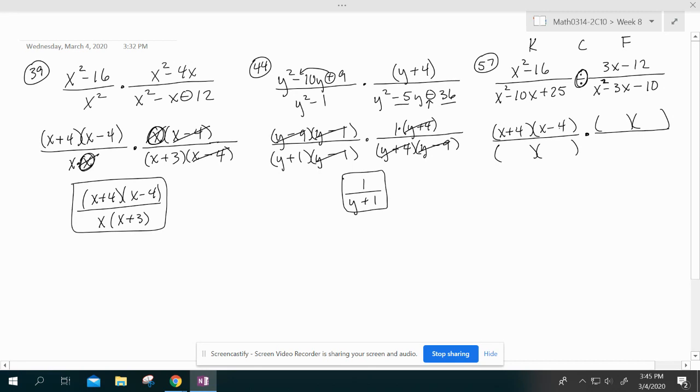Difference of squares. In the denominator, we have a trinomial. Let's read the signs. They're both going to be minus. X and X. And I heard 5 and 5. Does everybody agree with that? 5 times 5, 25. Negative 5 and negative 5 add to make negative 10. I agree. Okay, now remember the second fraction is going to flip.